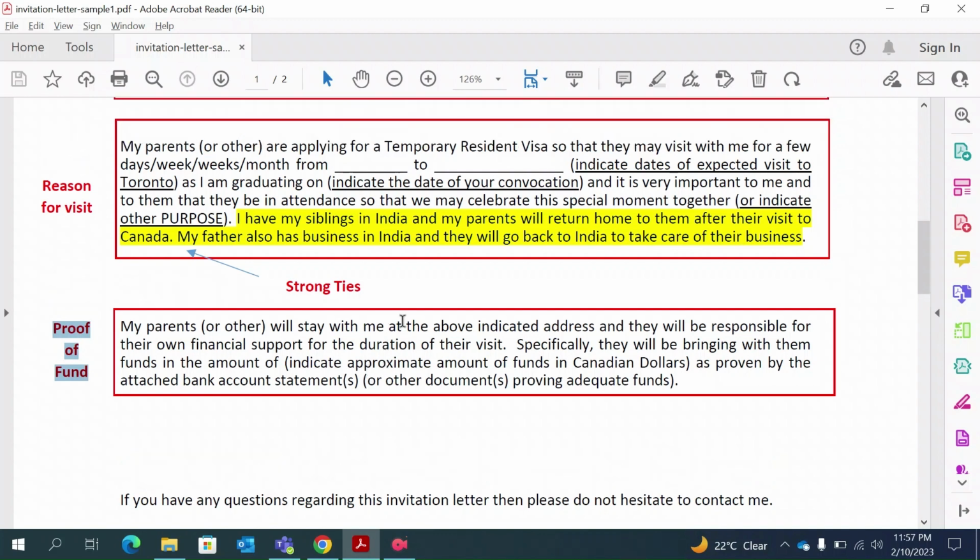So in this example, I have mentioned that they have sufficient funds with themselves. I have mentioned how much Canadian dollars they will be bringing, and I'm going to attach their bank statement and other documents proving the funds. The other documents could be investments, properties, and obviously your bank account statement. So if you are going to sponsor them, you can also attach your bank statement and your other documents.